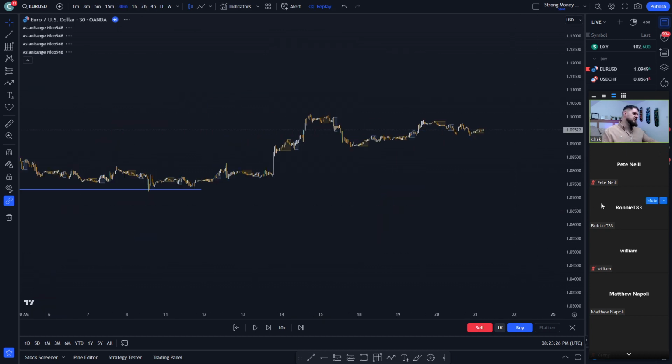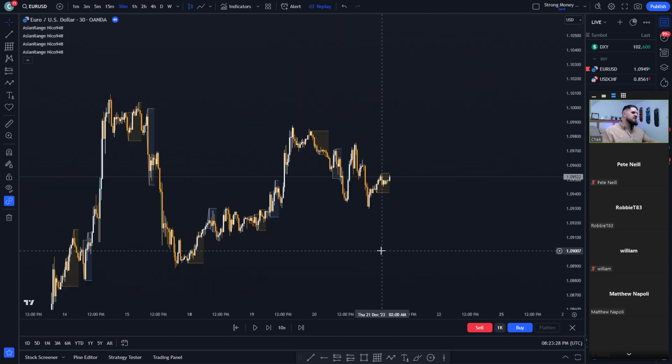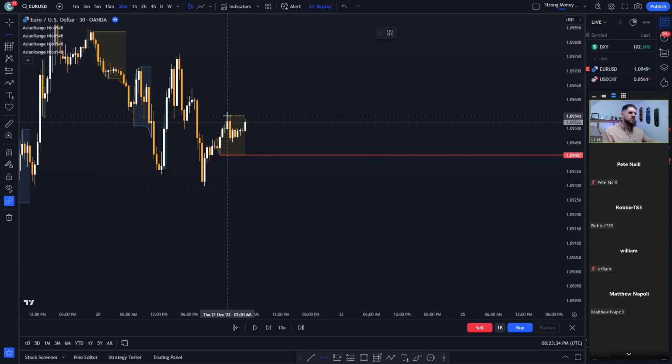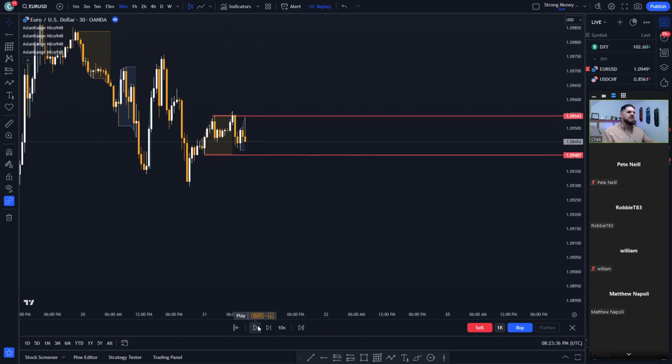So I'm coming into Asia. The first thing that I'm doing is I'm going to set an alert top and bottom of the Asian range. I'm going to set one alert there, one alert there, and then I'm going to wait until that gets triggered.